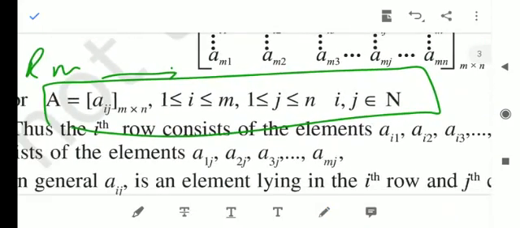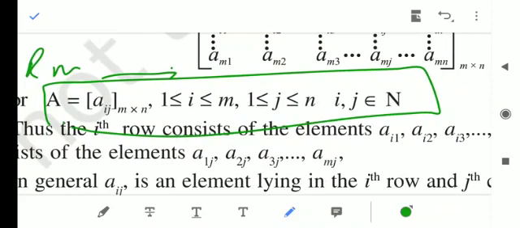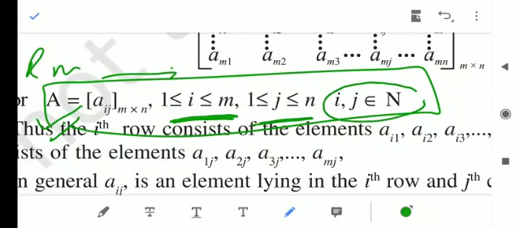You can see capital A equal to Aij, m by n. This is the representation of a matrix, where Aij represents the element and m by n represents the number of rows and number of columns. So the value of i represents the row number, so i goes from 1 to m, that is, i is greater than or equal to 1 and less than or equal to m, and j goes from 1 to n. So i, j both are what? They are natural numbers. So this is the standard way of representing a matrix.